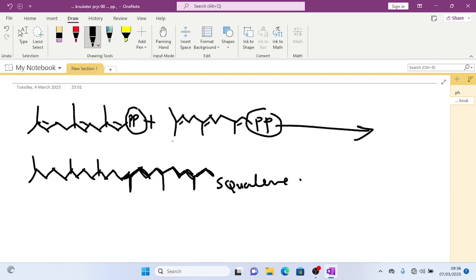Alright, and the enzyme that catalyzes this step is squalene synthase. So we have two farnesyl pyrophosphates combining together in the presence of the enzyme squalene synthase in a tail-to-tail fashion to give us squalene.